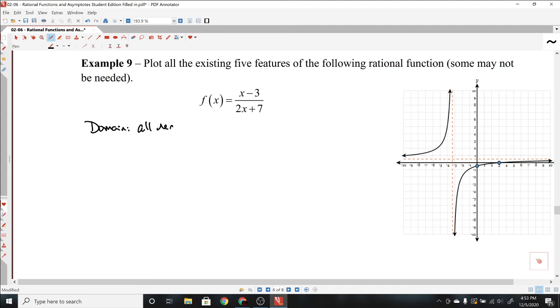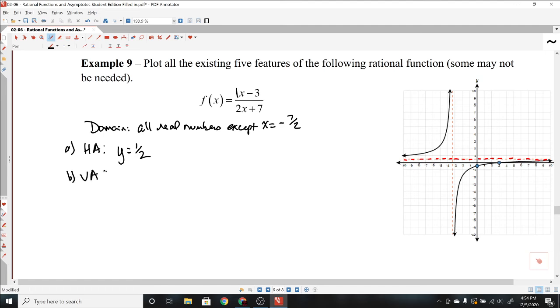All real numbers except x equals -7/2. Horizontal asymptote, it's already reduced. The degrees are the same. So my horizontal asymptote will be at y equals 1/2. So I come over to my graph and I draw a horizontal line at 1/2, and that's my horizontal asymptote.